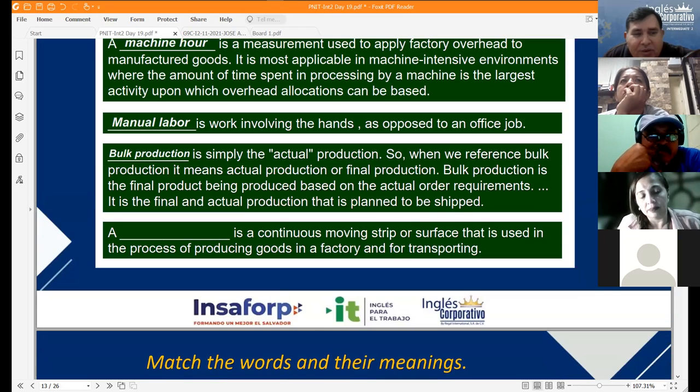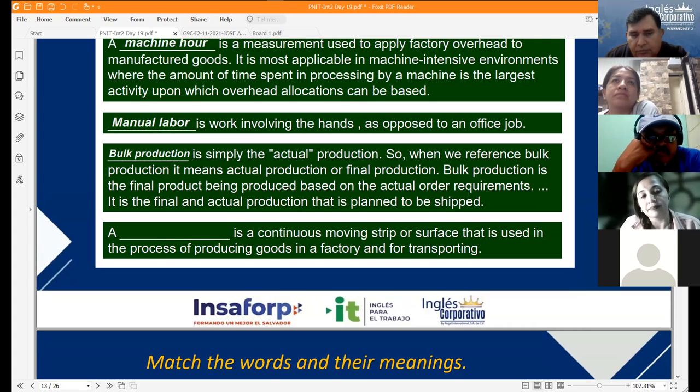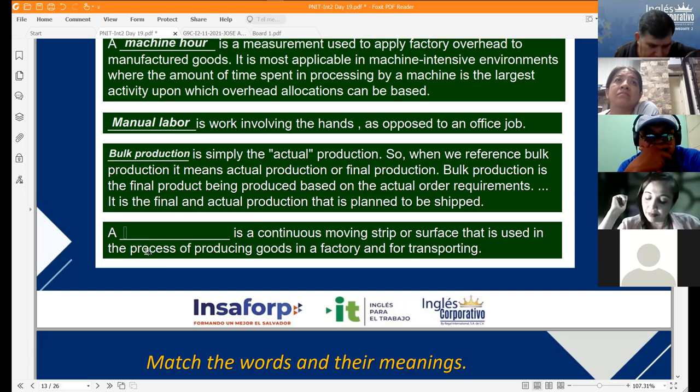All right, the next one, my dear ones. The last one, one volunteer. Me, teacher. Yes, please, go ahead. Sure. It's a continuous moving strip or surface that is used in the process of producing goods in a factory and for transporting. Okay. So. Conveyor. Yeah, a conveyor belt.